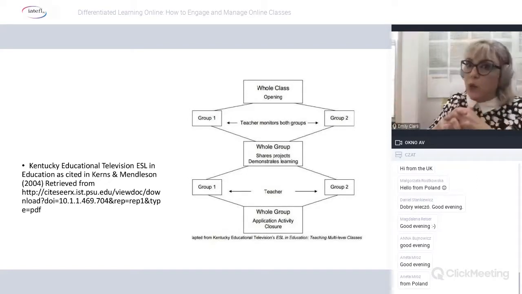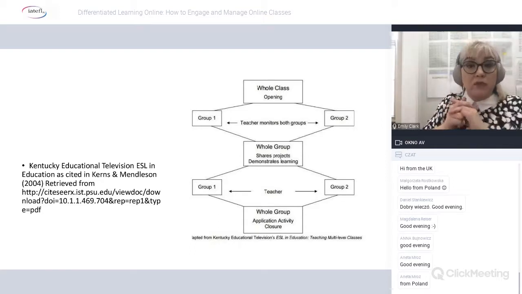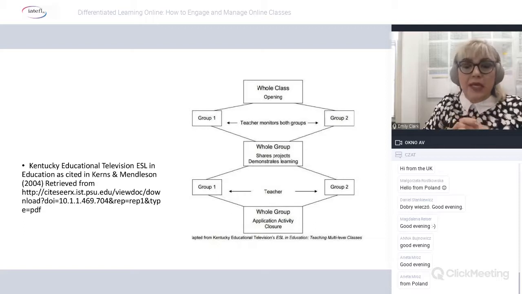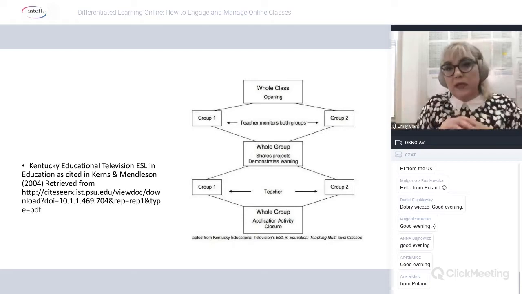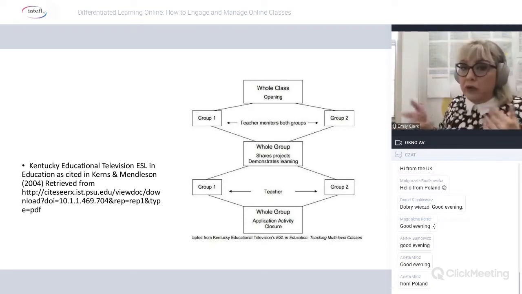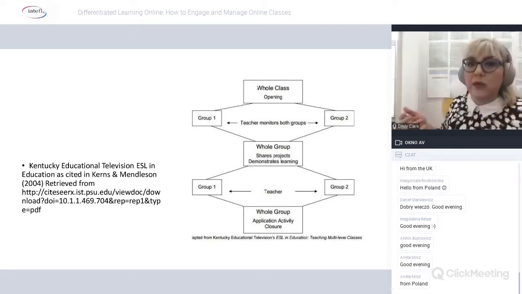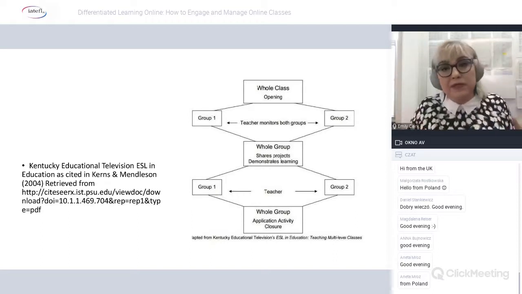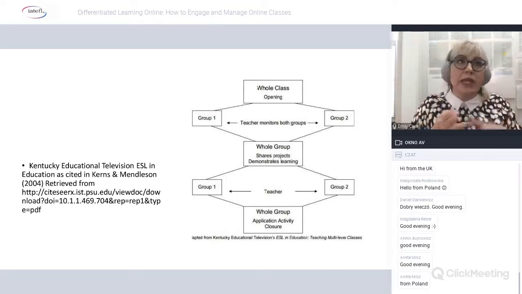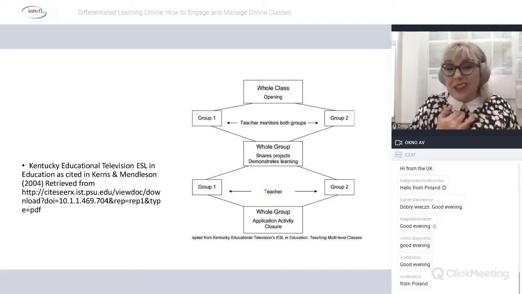Maybe it's a whiteboard. Maybe they've done some research. They're going to show a video. Maybe they're going to present something to the class and share their screens. Whatever you want, these two groups are going to come back together. And again, how you group them is completely up to you. It could be random. It could be purposeful based on personality, interest, topic, skill, proficiency, background, resources, technology skill.